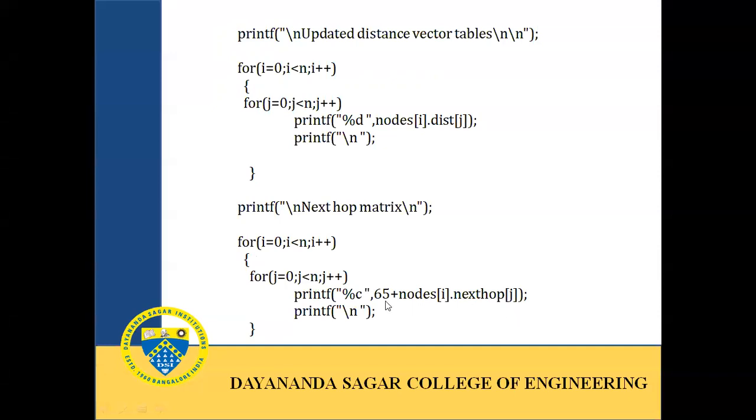Now, the initialize value we have given is minus 20. If the next hop entry is null, that means we had initialized it to minus 20. Here we're just adding 65 to the node value so that the node numbers are displayed in the form of node names, that is A, B, C, D. So we're adding 65 plus I to indicate which node entry it is. And if it is null, it is minus 20. If you add minus 20 with 65, you'll get a hyphen symbol.